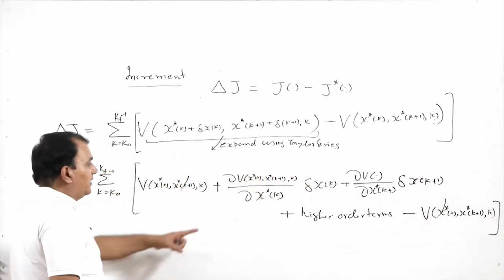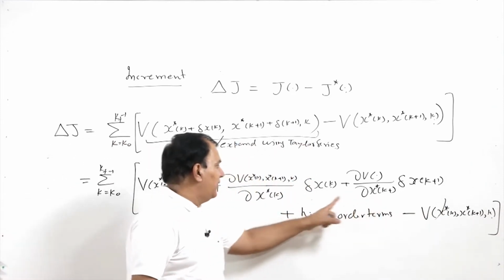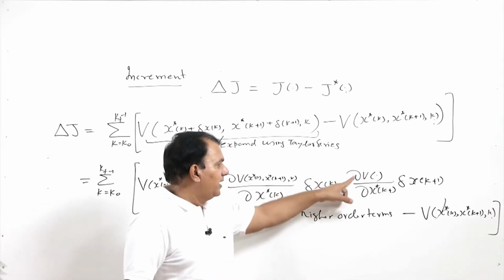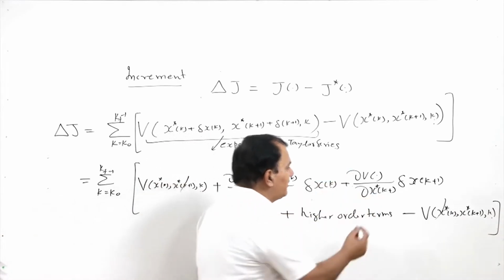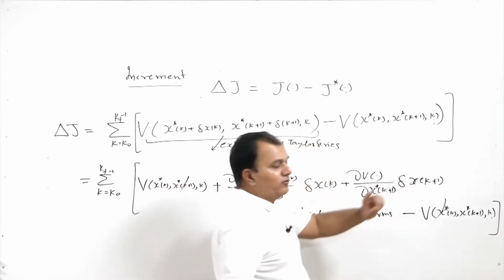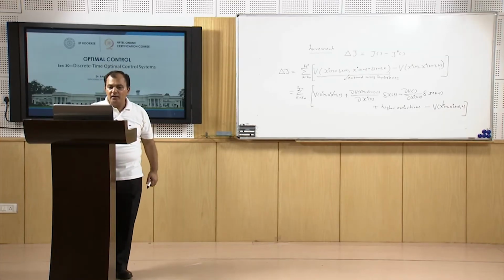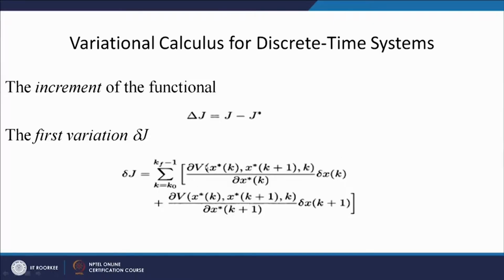If I neglect the higher order terms, I can write my first variation as del v by del x star k delta x k, plus del v by del x star k plus 1 delta x of k plus 1. This means I am representing my first variation as del v by del x star delta x k plus del v by del x star k plus 1 delta x of k plus 1. So, in the first variation I will have two terms, one in delta x k, the other in delta x k plus 1.